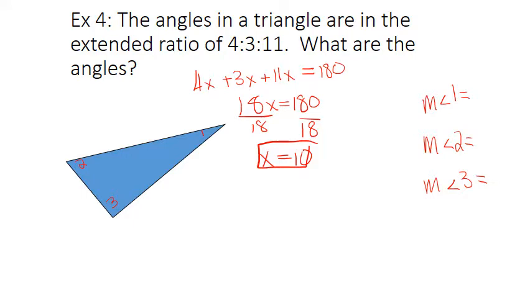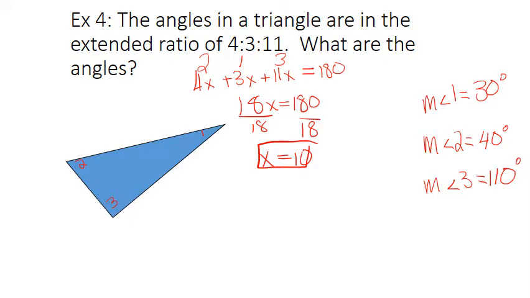So let's say the measure of angle 1 is this 3x, and angle 2 is 4x, and angle 3 is 11x. 3 times 10 would be 30 degrees. 4 times 10 would be 40 degrees. And last but not least, 11 times 10 would be 110 degrees. And those three numbers added together do add up to 180. So we know that our measures are correct.